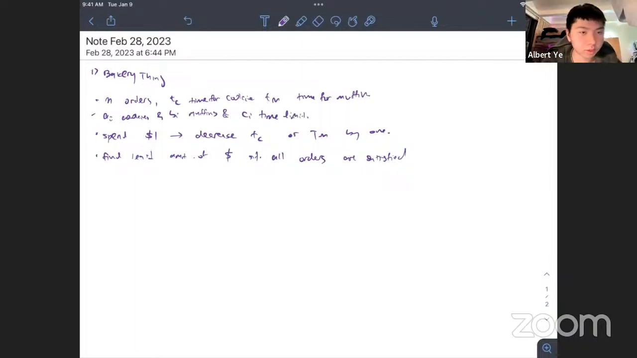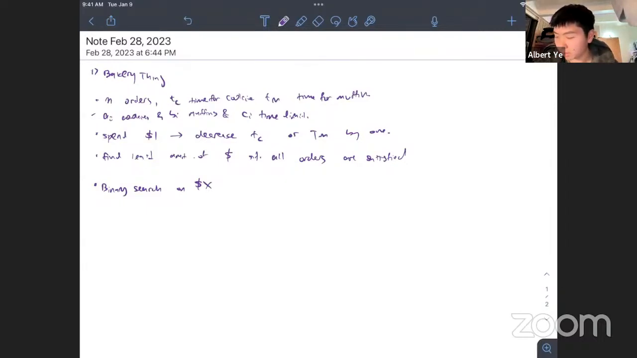So how do we go at this? First of all, our initial intuition is to binary search on X, because if we cannot satisfy the orders with X dollars total money spent, then there is obviously no way to satisfy them with X minus $1 either. So this makes us think about binary search on X.